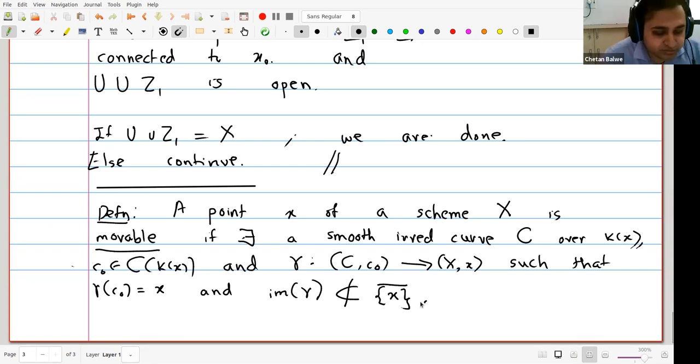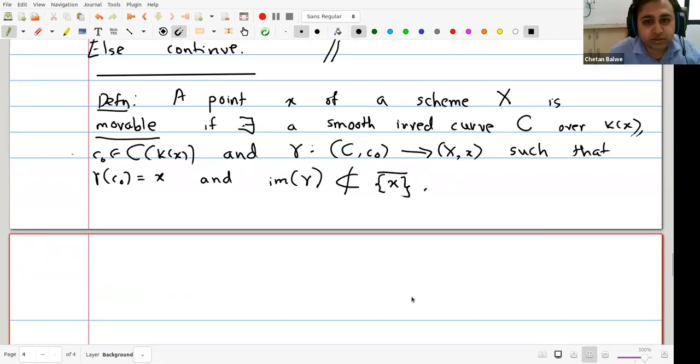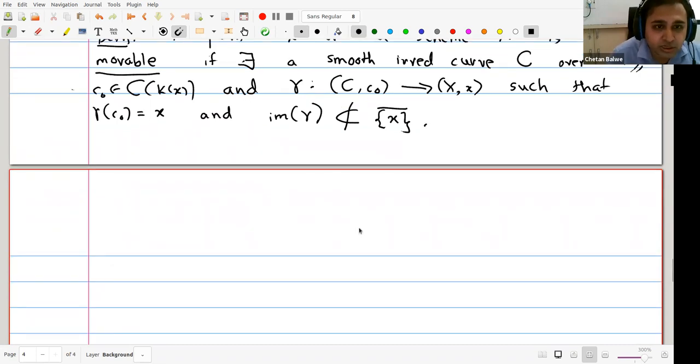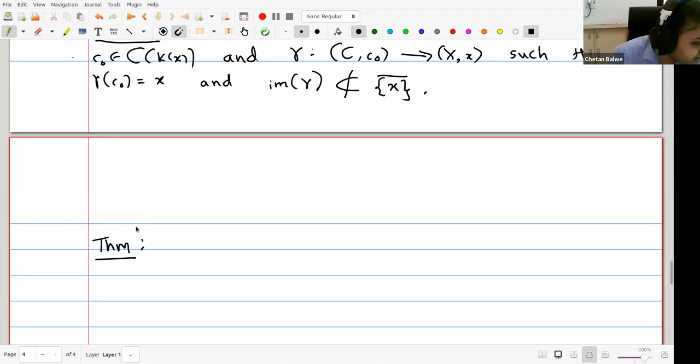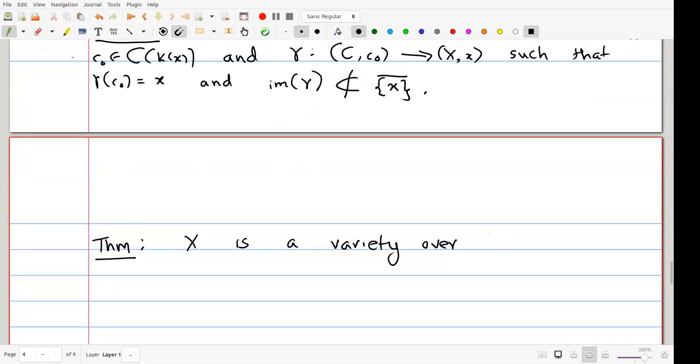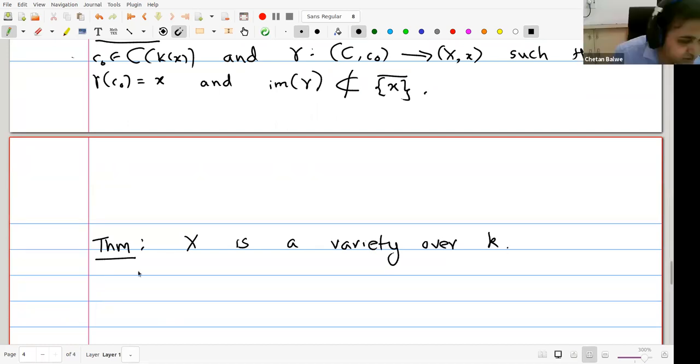Okay, so this is a fairly mild condition, and I will show a situation where this doesn't hold, and so we are not able to use such a criterion. I'll just state the generalization. The proof is exactly the same, because it's a very trivial generalization, really. That X is a variety over K, and suppose X naught is in X of K.